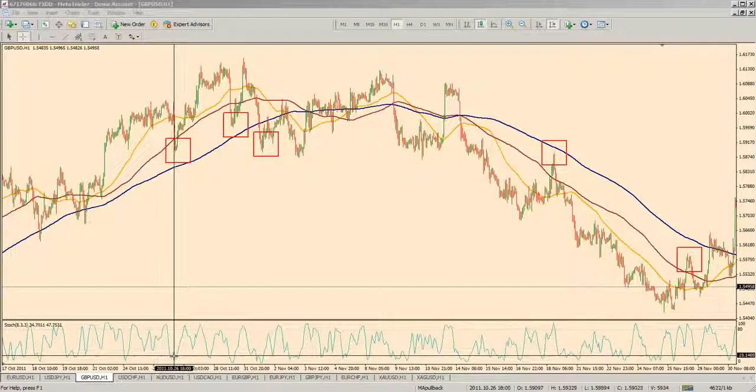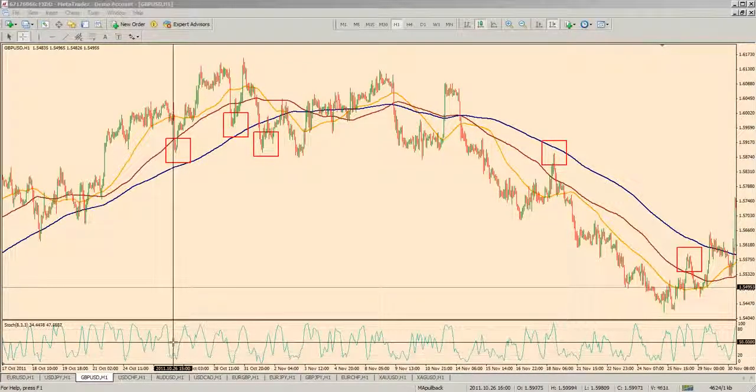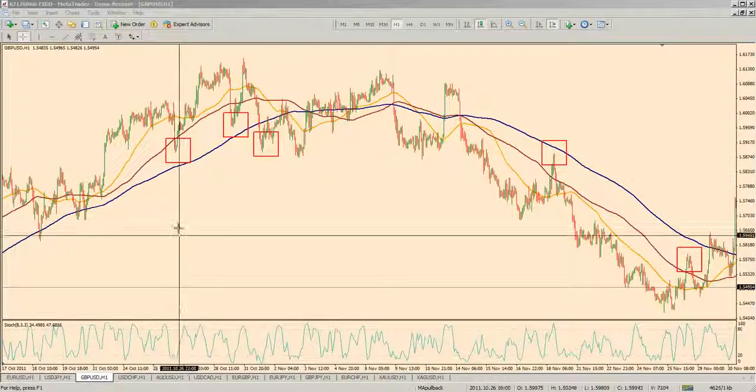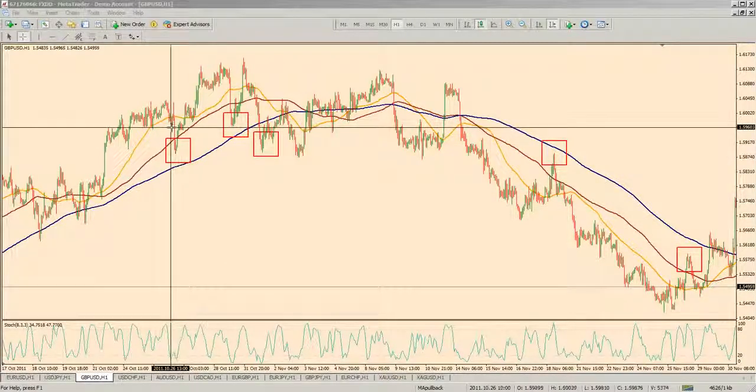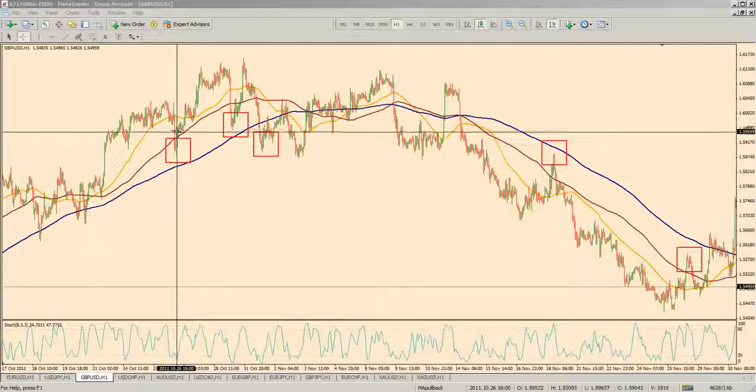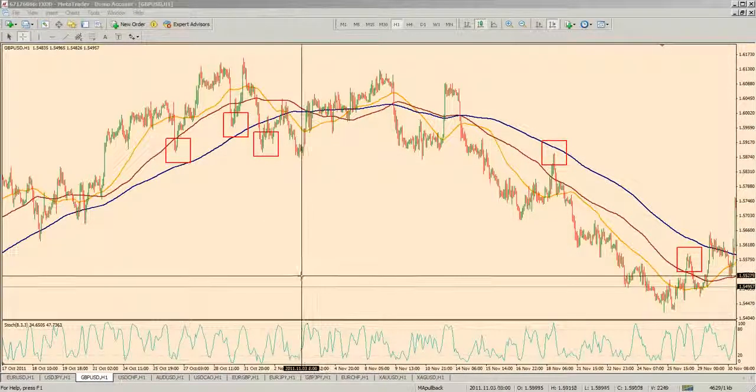Now you may ask me, what about this one over here? It also did the same thing. Well, if you take a look at my crosshairs here, it did do the same thing. However, up here, at that time, it wasn't a deep pullback. It didn't pull back to the 100-period simple moving average.